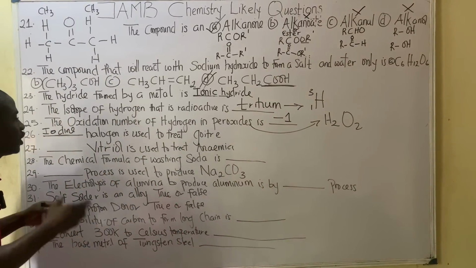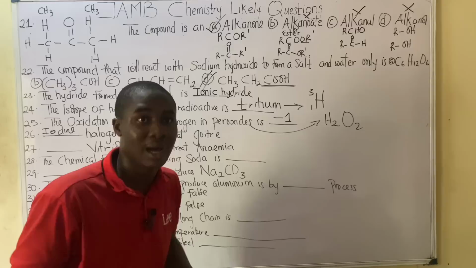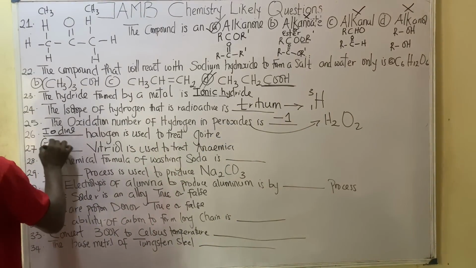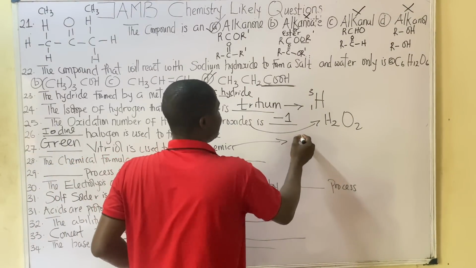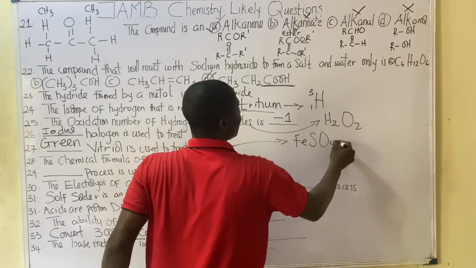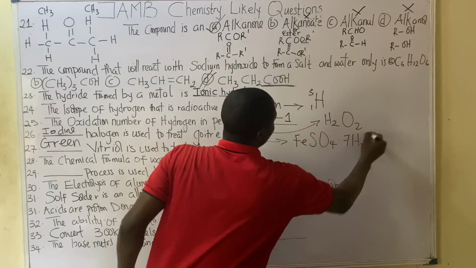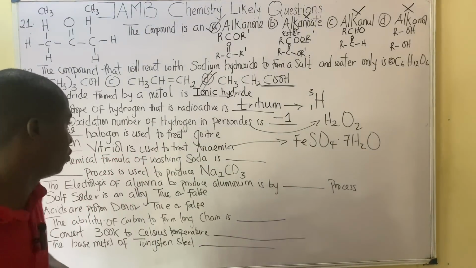So 27 says dash vitriol is used to treat anemia. It is actually green vitriol. Take note, green vitriol is used to treat anemia. Green vitriol, basically, chemical formula is iron sulfate .7H2O. Note this, iron sulfate, FeSO4.7H2O.